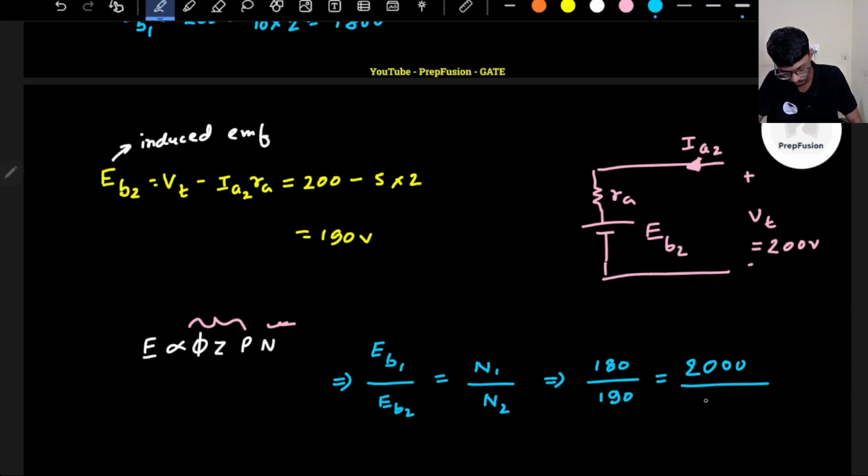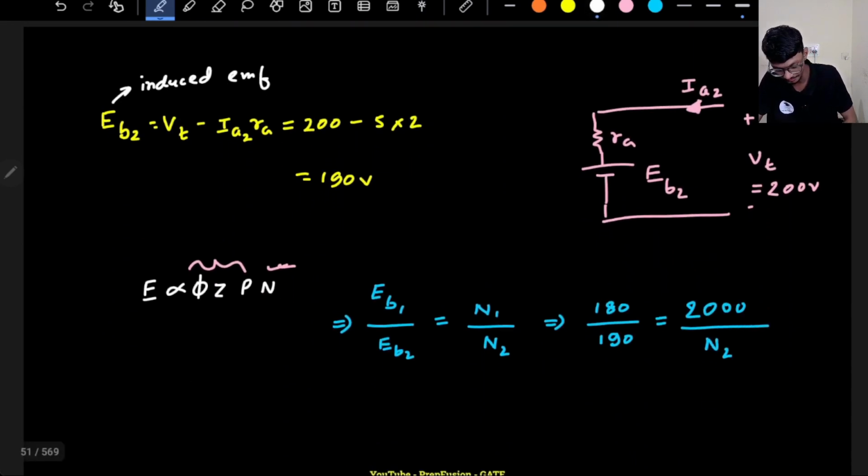And in the second case, I don't know what N2 is. This is what I have to find out, right? So from here I can directly find out the value. Basically this will be 190 into 2000 divided by 180. This will be N in the second case, right? In the second case, the speed will be 2011.11. This is in rpm, remember.